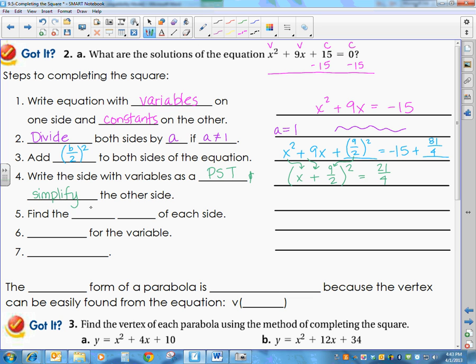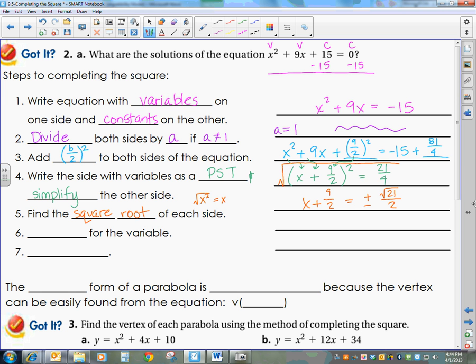Okay, my next step is to find the square root of both sides. So, if you want to draw your square root symbol, you can, to help remind you. Now, keep in mind that the square root of x squared is x. So when I have a quantity squared and I take the square root of it, I'm left with what I started with. So x plus 9 over 2 equals, this is where we have to put the plus or minus, and the square root of 21 we're going to leave as the square root of 21. The square root of 4 is 2.